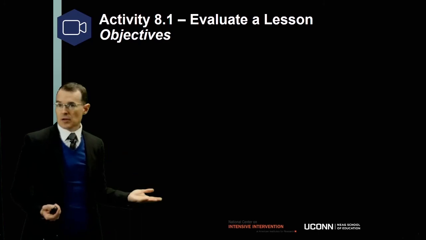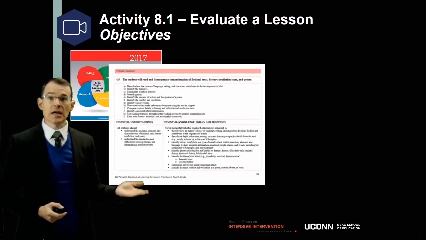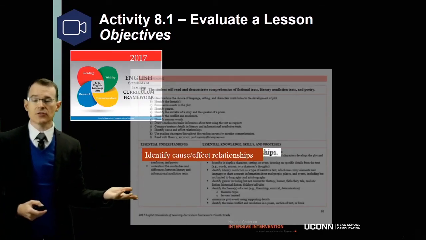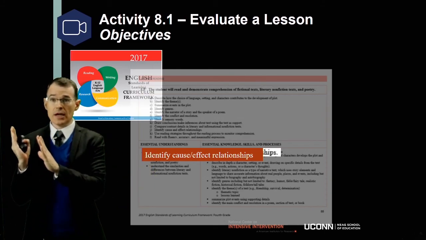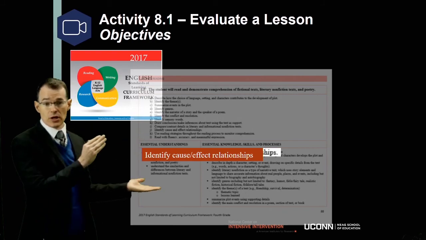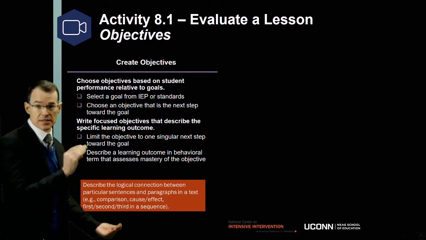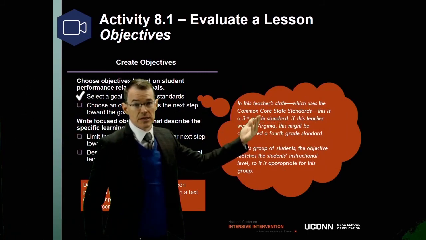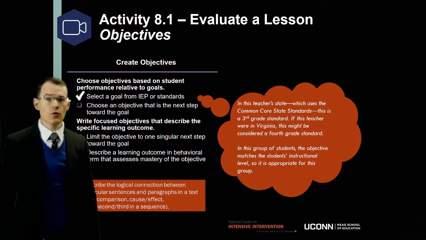Now, some states don't have Common Core. This is the state of Virginia, for example. In the state of Virginia, if you look at the fourth grade standards, they have this part about identifying cause and effect relationships. So even though in third grade Common Core cases that would be appropriate, if you were in a state like Virginia, then it might be more appropriate for that. So if this is a Common Core state, which this is, then it's fully appropriate for the teacher to be doing this lesson on cause and effect. If we're in Virginia, maybe it would be better to do with fourth grade.